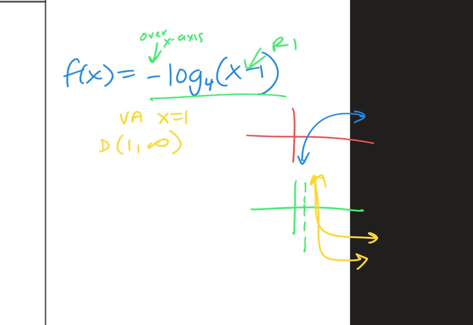1 to positive infinity with a parenthesis on the 1. What would be the range? Negative infinity to positive infinity. We said the vertical asymptote would be at x equals 1. And then if it asks for the end behavior, remember this time, one of the ends is your vertical asymptote.